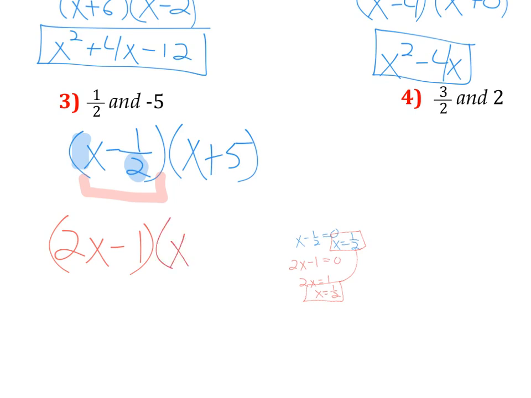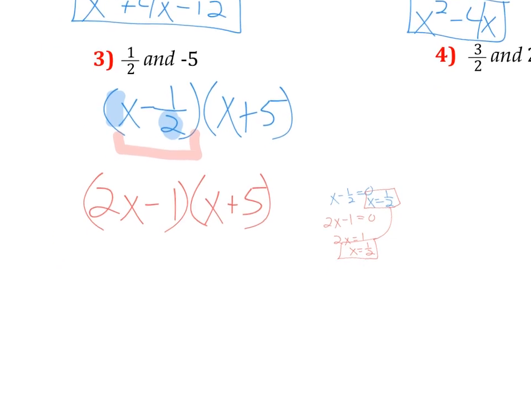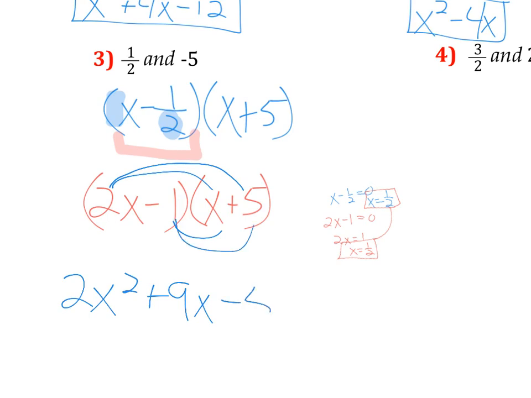Now that we have that out of the way, this is what my factors should look like. And we just need to do some distribution. So we're going to have 2x squared, and then we're going to have a 10x, right, 2x times 5, 10x and a negative 1x, so that's going to be 9x, and then negative 5 at the end.